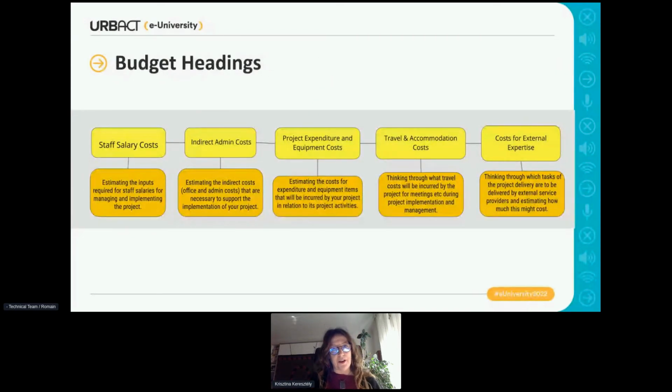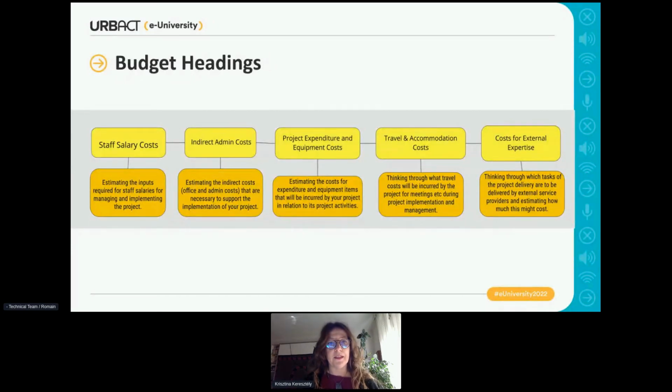I just put here the 5 most important parts, for our discussion today, the 5 basic elements of the project. So first of all, salary costs, which are basically the estimation of the inputs required from the staff members, the staff salaries for managing and implementing the project. So it's basically the workload and how many costs it means. The second big group of cost lines is admin costs, indirect admin costs, which are related to all the indirect costs, office and admin costs that are necessary for the implementation of your project.